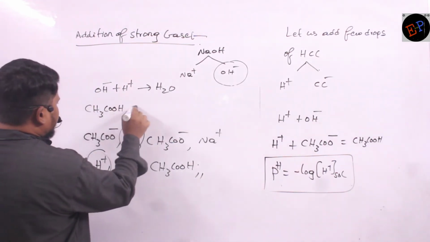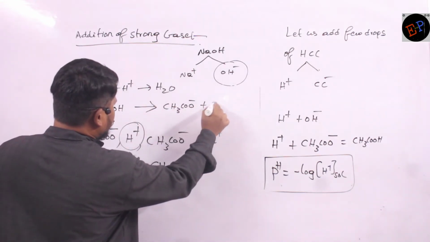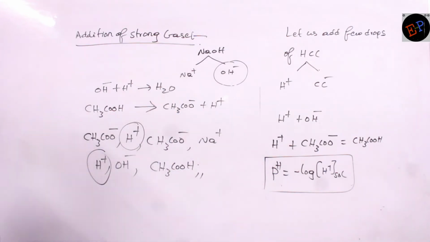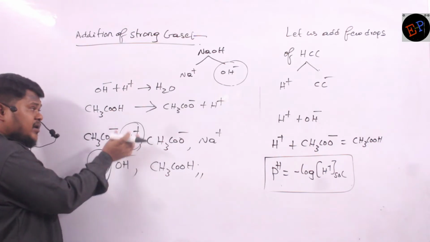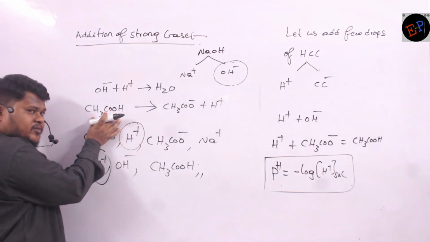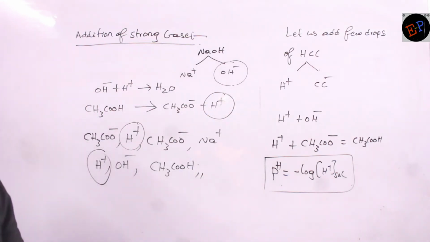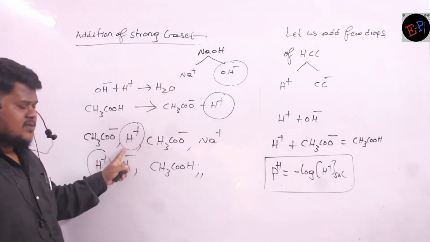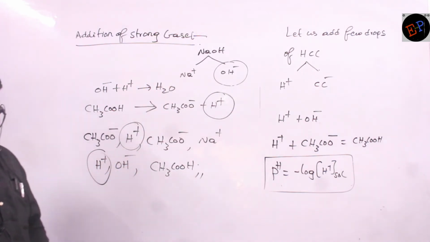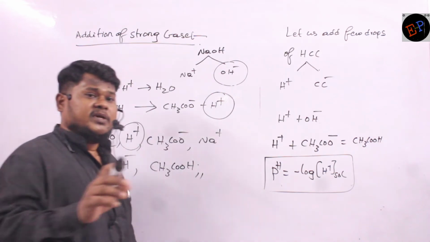As soon as H plus reduces, CH3COOH again gets dissociated into CH3COO minus and H plus. For example, if 2 H plus ions disappear, immediately 2 molecules of CH3COOH dissociate again to give 2 H plus ions. So the OH minus ion concentration is not increasing, and the H plus ion concentration is also not reducing. So the pH of the solution remains the same. This is how the buffer is able to maintain its pH.